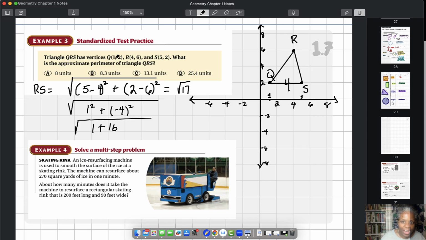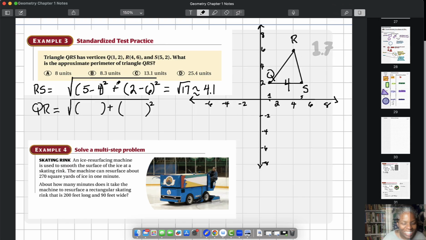Now, we can also approximate this. We know this is going to be approximately 4 point something. If we go ahead and put it in our calculator, we're going to get approximately 4.1. So I'm going to leave that there. And now we've got RS, we've got QS, we've got to get QR. So we're going to deal with QR next.